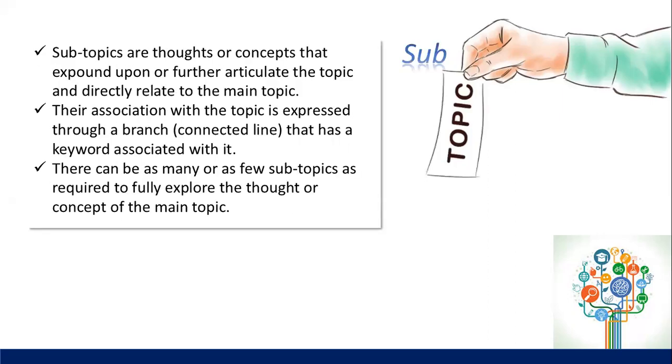Let's take a look at the subtopic. Every topic can have multiple subtopics, which is like related information. We'll look at an example in the subsequent slides, but let's talk about subtopics right now. Subtopics are thoughts or concepts that expound upon and further articulate the topic and are directly related to the main topic. Their association with the topic is expressed through a branch, a connected line that has a keyword associated with it. There can be as many or as few subtopics as required to fully explore the thought or concept of the main topic.